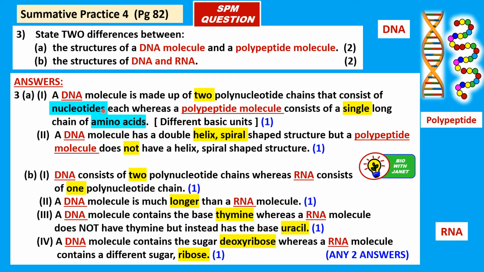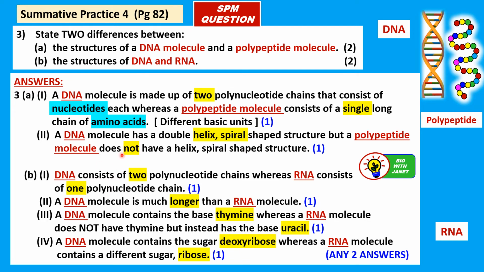The first difference is that the basic unit of DNA molecule are the nucleotides, whereas for the polypeptide molecule, the basic units are amino acids. Now, the second difference is that the DNA molecule is made up of 2 strands of polynucleotides, but the polypeptide molecule only consists of 1 single strand of amino acids. So we can combine them together to write like this. Then if you want another difference, the first one, 3A1, is considered 1 difference.